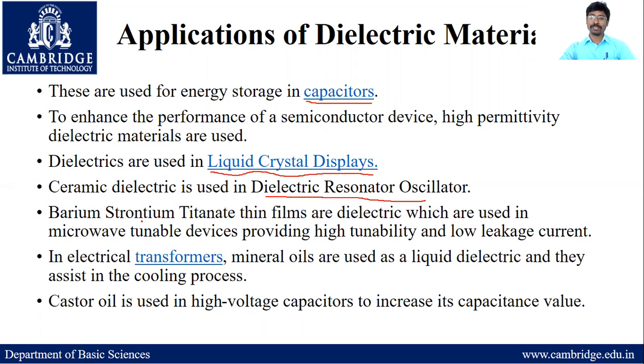Next, barium strontium titanate thin films are dielectrics which are used in microwave tunable devices, providing high tunability and low leakage current. Here, barium strontium titanate is used in microwave tunable devices to obtain low leakage current. Next, in electrical transformers also we are using dielectric materials. Mineral oils are used as a liquid dielectric and they assist the cooling process.